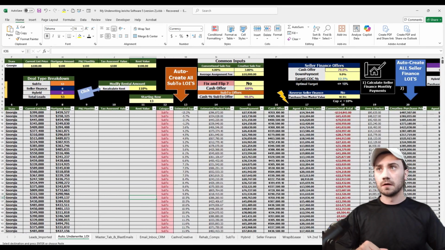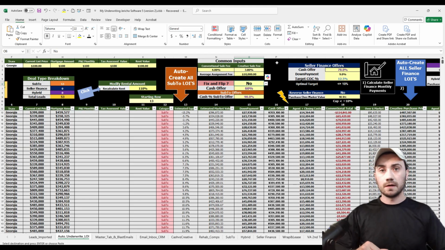Let's go over here to the settings here on the right hand side. You'll see a couple settings here for the subject to, and really the only three that you need to focus in on for the subject to is the conventional sale fee, the creative sales fee, and the cash percentage for the subject to offer.